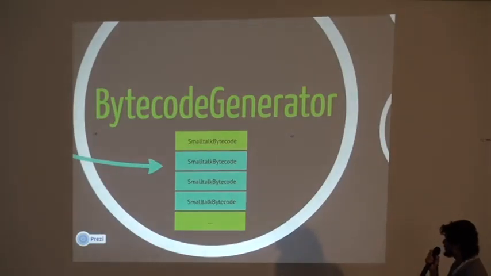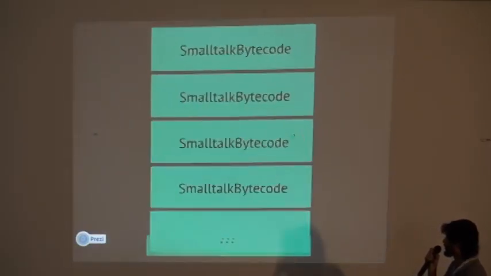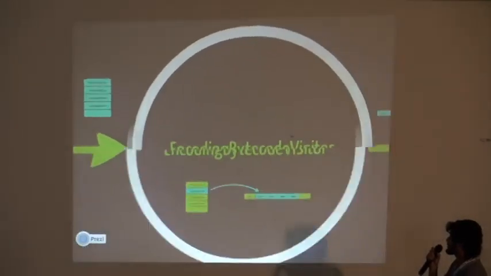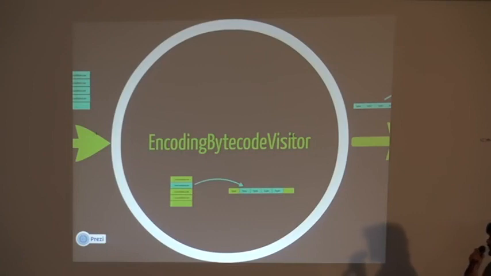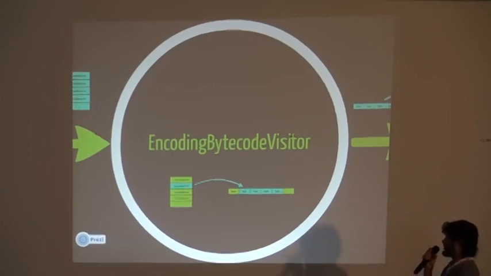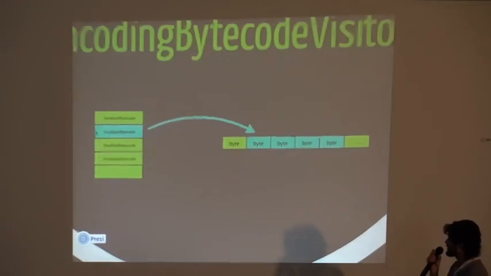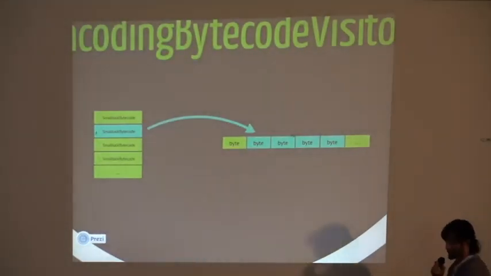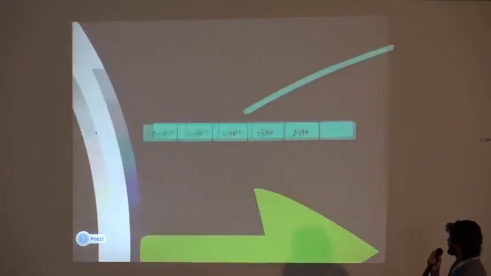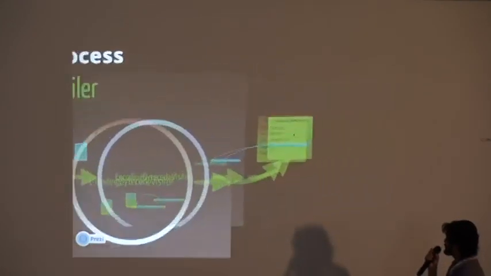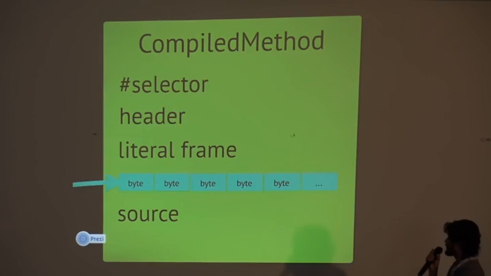So once we have a list of optimized bytecodes, we can proceed with the compilation process. We only have to encode these bytecodes into actual bytes to generate a compiled method. So we created a guy, which is the encoded bytecode visitor, and we used a visitor pattern for implementing it. This traverses, takes every single bytecode and encodes it. Well, finally we get the bytes corresponding to the code, and we can build our compiled method.